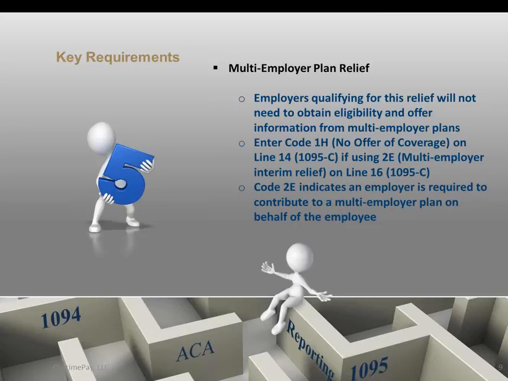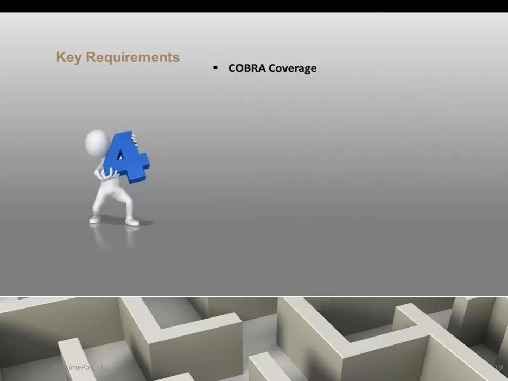So 2E indicates, as I had stated before, that an employer is required to contribute to a multi-employer plan on behalf of the employee. Okay, so that's basically what that interim relief provides. They have specifically stated that this is only good for the 2015 return year, okay, that it could change in regard to next year, 2016.